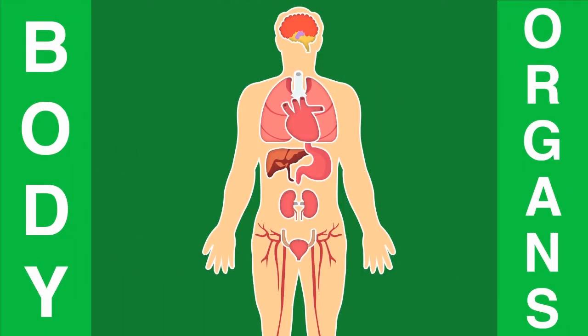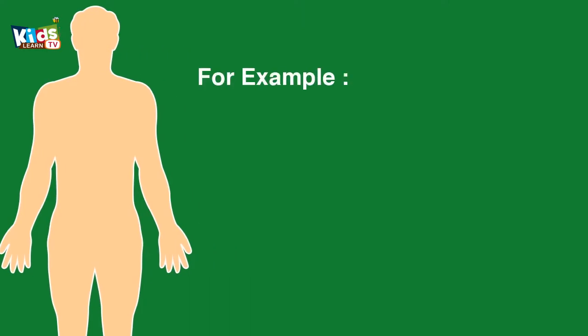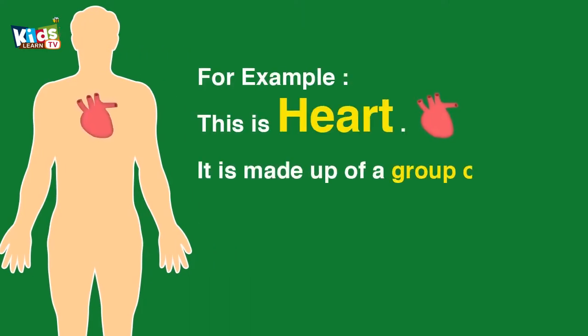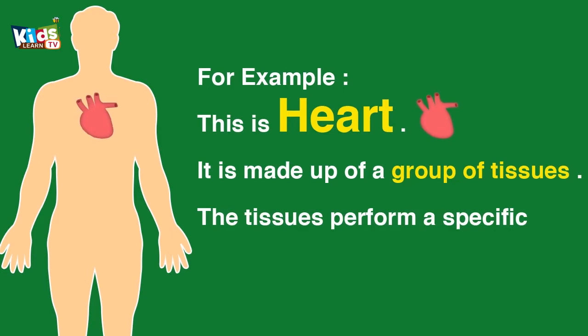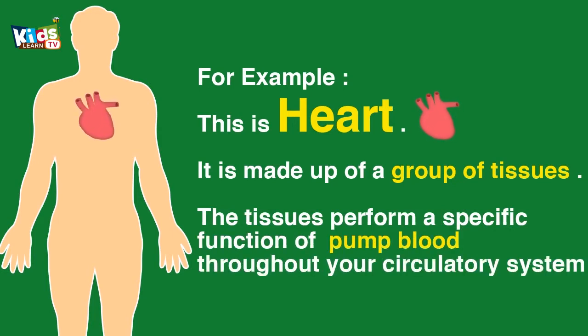Human body organ. An organ is a group of tissue that performs a specific function. For example, this is a heart. It's made of a group of tissue. The tissue performs a specific function of pumping blood through your circulatory system.